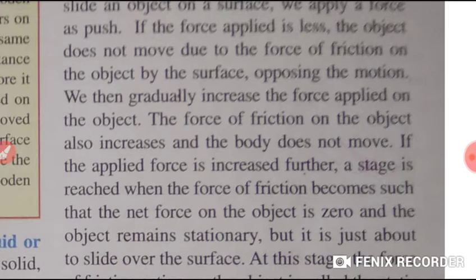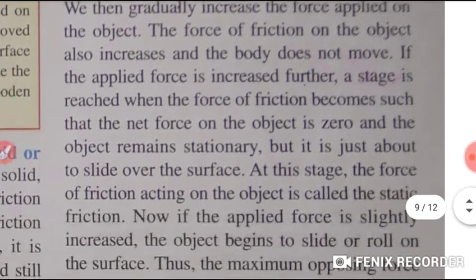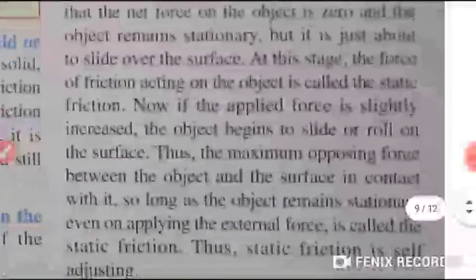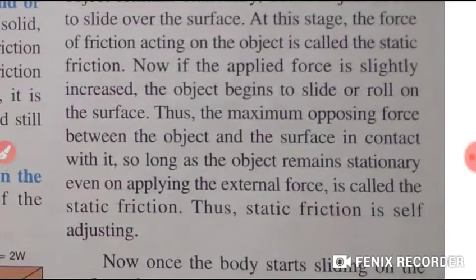If the applied force is increased further, a stage will be reached when the force of friction becomes such that the net force on the object is zero and the object remains stationary, but it is just about to slide over the surface. At this stage, students, the force of friction acting on the object is called static friction. Now, if the applied force is slightly increased, the object will begin to slide or roll on the surface.